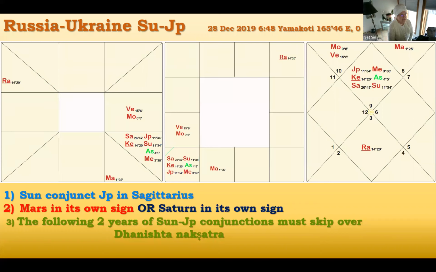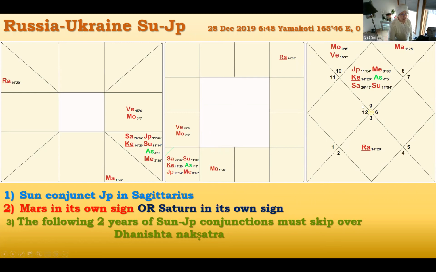So this is the Sun-Jupiter conjunction in 2019 set at Yamakoti. Yamakoti is situated in the Far East. It's at 165 degrees and 46 minutes east, and it's on the equator, and the time zone would be 12 hours east. So that would be my basis for all the charts I'm going to show.